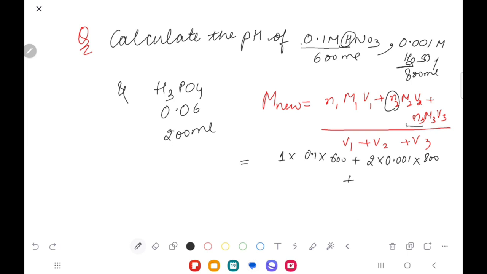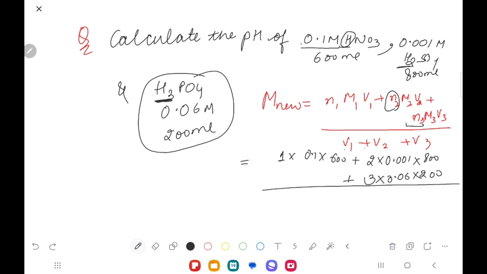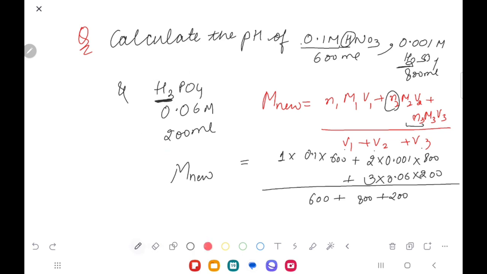Yes. Plus, what is N3? N3 is H3PO4 and it is going to give me 3 H plus, so 3 into molarity 0.06 and volume 200, over V1 plus V2 plus V3. So V1 is 600 plus V2 is 800 plus V3 is 200. Solving this will give me the new concentration. Are you understanding? This formula eases out so many things that we have to understand.